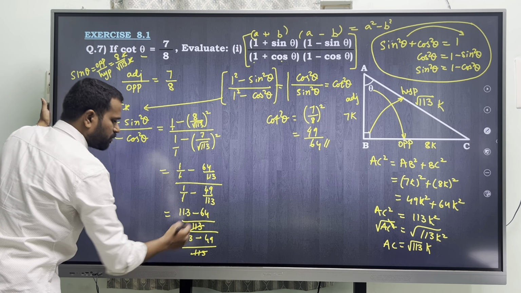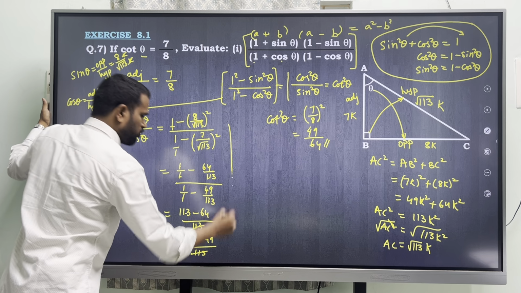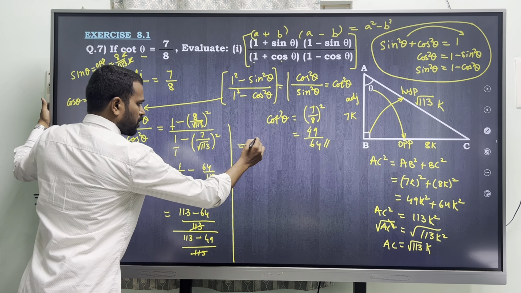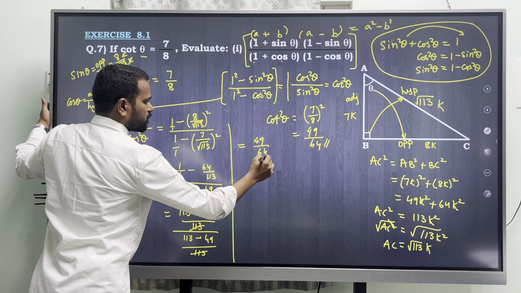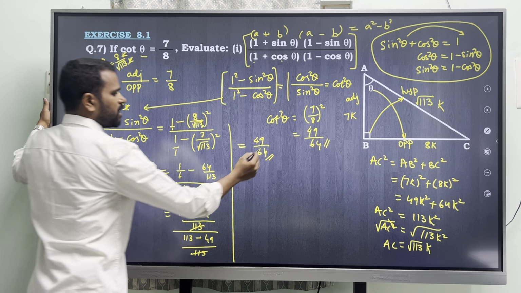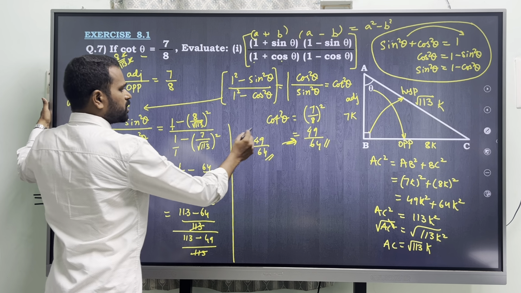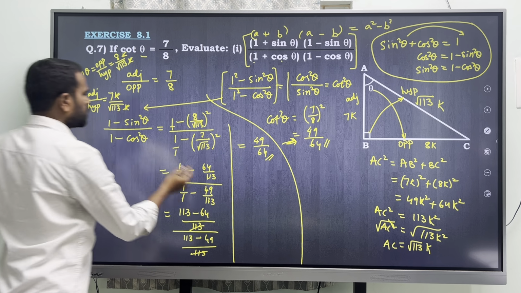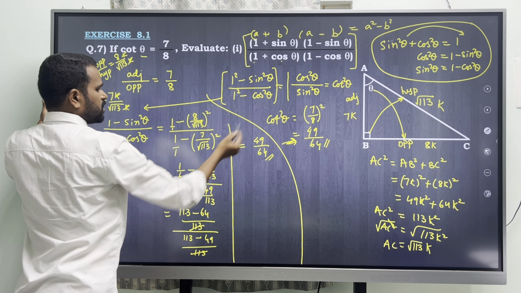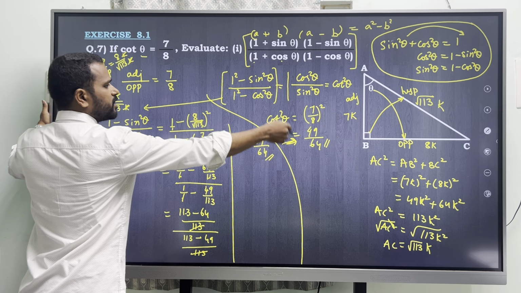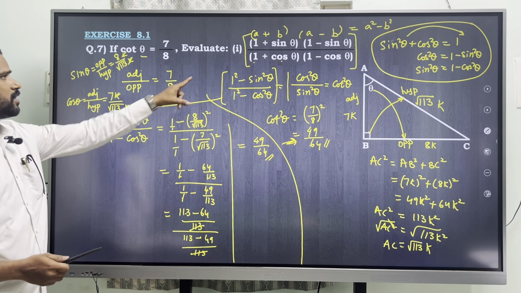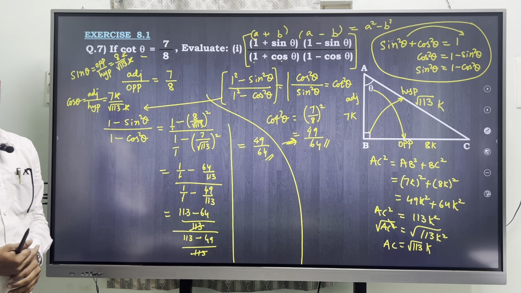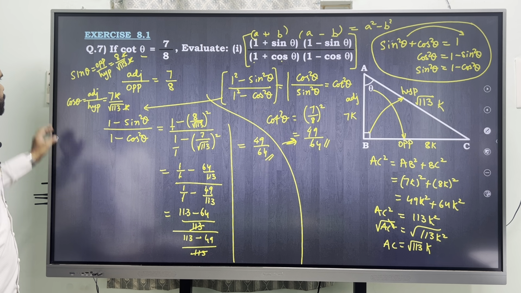This cancels. 113 minus 64 is 49 and 113 minus 49 is 64. So see, the same answer we got, but here without using the identity we have done this. If you use the identity, it becomes very very simple, understand, but here we will do it this way. Hope you understood.